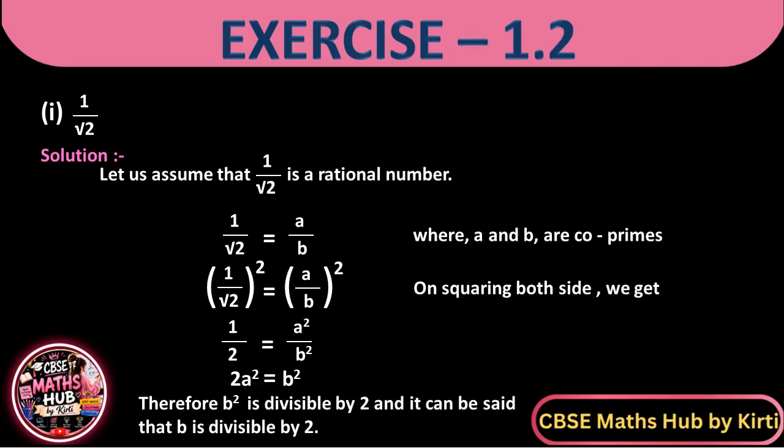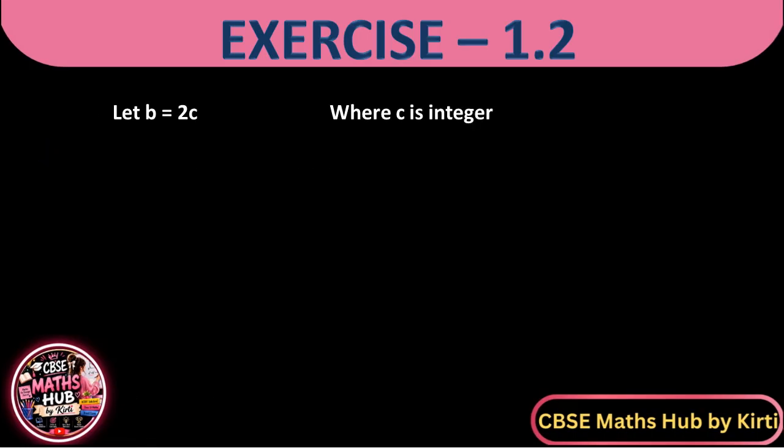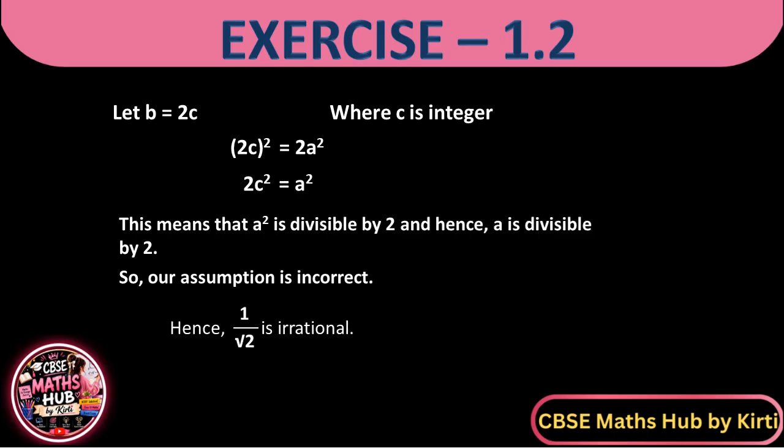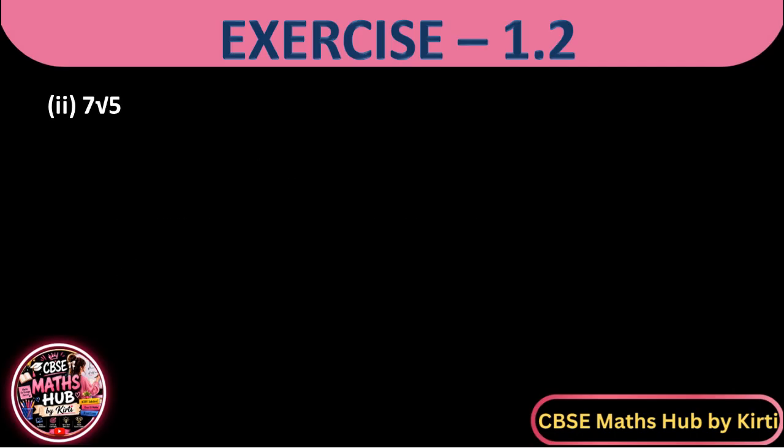Since b square is divisible by 2, we can say that b is also divisible by 2. Now, let b is equal to 2c, where c is an integer. Substituting this value into the equation, we find that a is also divisible by 2. But this is not possible because a and b were assumed to be coprime numbers. Now, both numbers are divisible by 2, which contradicts our assumption. Therefore, our assumption is wrong. Hence, 1 upon root 2 is an irrational number. Now, let's move to the second part.